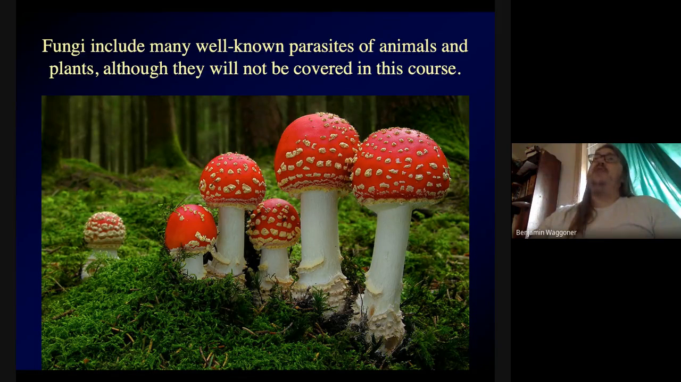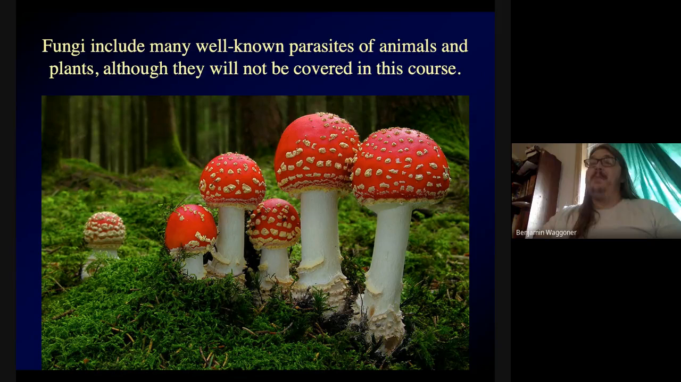One called histoplasma can grow in your lungs if you breathe in spores, and that can cause severe respiratory illness. There's another one called pneumocystis that can cause severe disease in immunocompromised patients. Pneumocystis jirovecii causes a particularly bad form of pneumonia in patients with full-blown AIDS, for example. But we don't have time to cover fungi in this course.